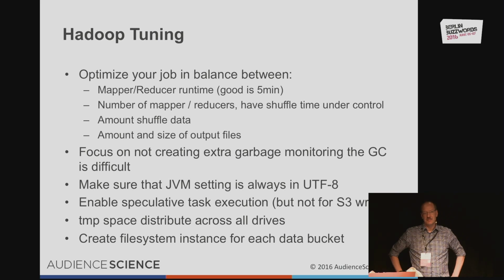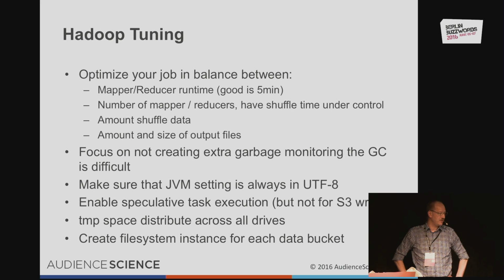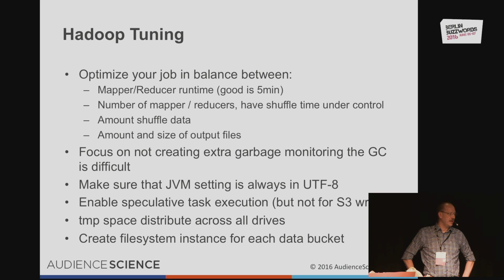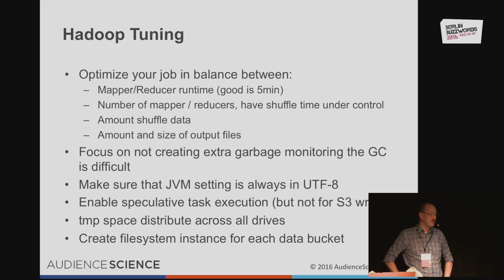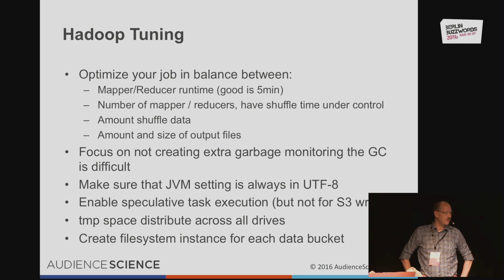Then another thing you will sometimes see on the cluster is a huge load, where the load on the servers goes to 100 or even higher. This is a good indicator that you have a GC problem, that your GC runs crazy, and this is relatively difficult to monitor on Hadoop clusters. The GC is a problem, and it will have a huge effect on the total runtime of your tasks. Typically, you should really enable speculative task execution. This will help you a lot, especially with hardware problems, but not with S3 writes. There you get a huge problem doing this.